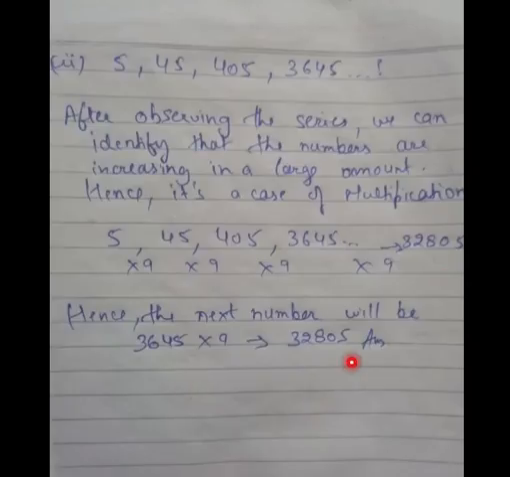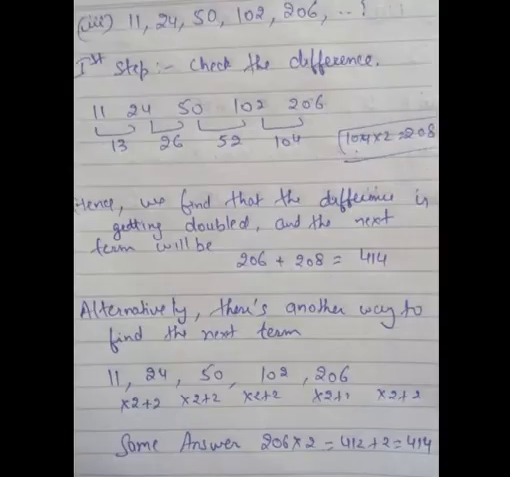Let's move to the third question. Okay, here 11, 24, 50, 102, 206. So first number 11, last number 206. It could be a case of multiplication, it could be a case of difference. So let's start with the difference.